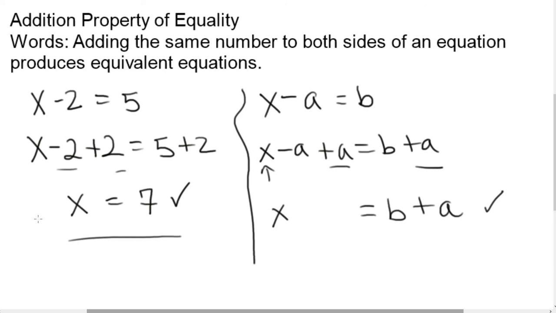In the same fashion, with the addition property of equality, we can add the same number to both sides of an equation and that produces equivalent equations. In numbers, you can see it's very easy, but in algebra, we definitely have to rely on the rule. The same way we can do that with variables: you can do x equals b plus a. You can solve that one just based on the addition property of equality.